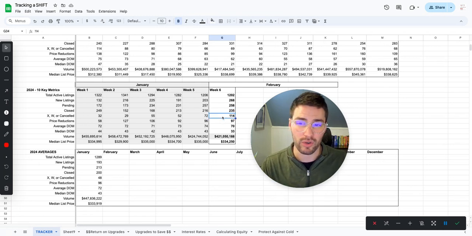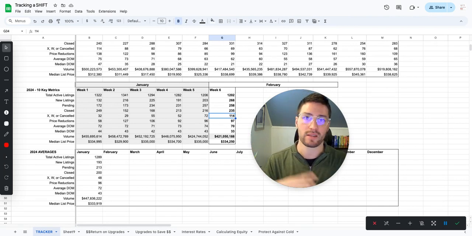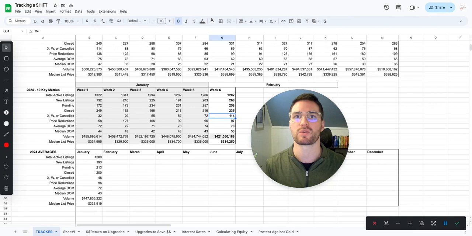The expired and withdrawn/canceled, this was really high. I saw that it was, I think, 81 of this 114 that were expired listings, meaning listings that had been sitting for a while, and they finally said, hey, it's been 3 months, 6 months, whatever. We didn't sell the house. Let's just take it off the market, let it expire, and we'll be done with it.